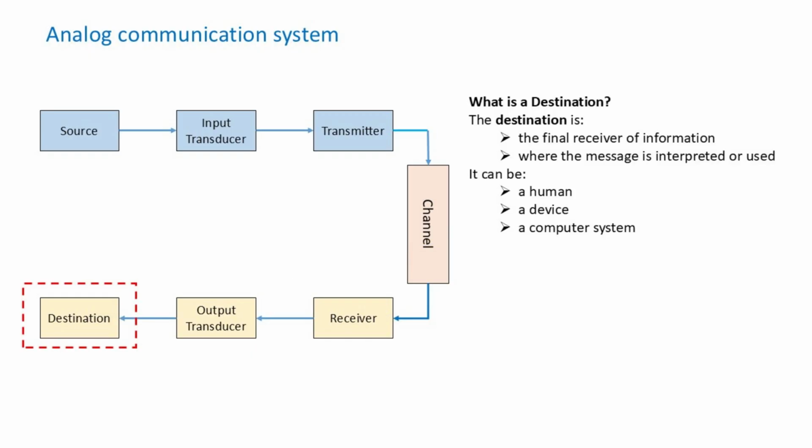The final block is the destination. The destination is the final receiver of the information, where the recovered message is interpreted and used. It can be a human user, a device, or a computer system that processes or applies the received information.